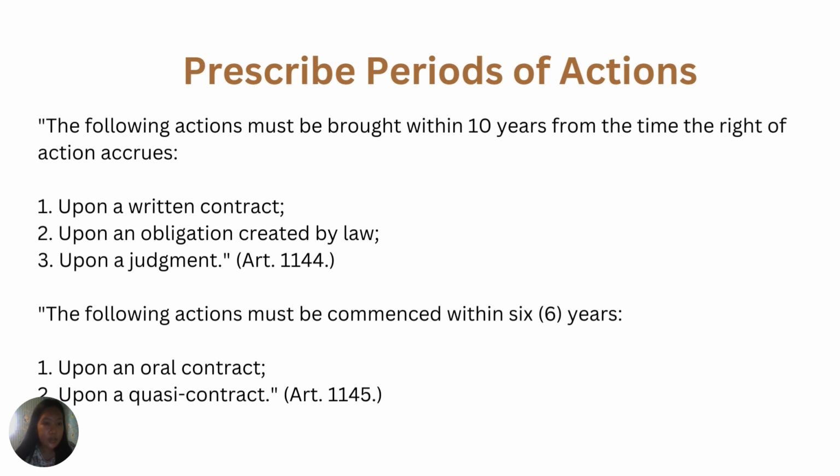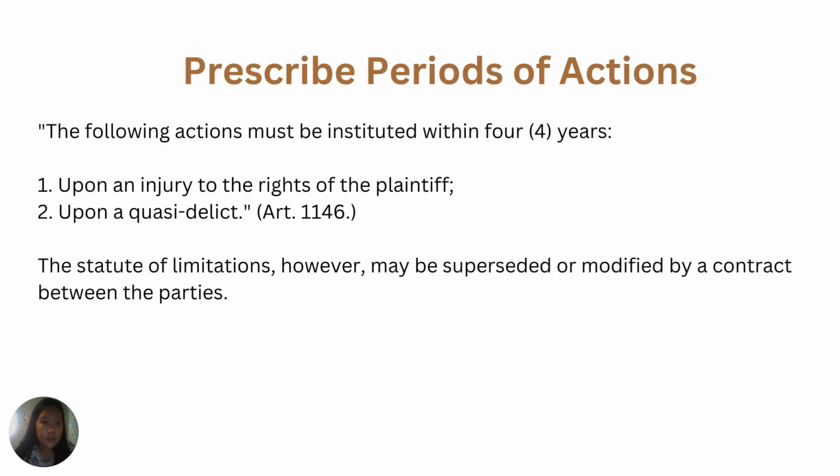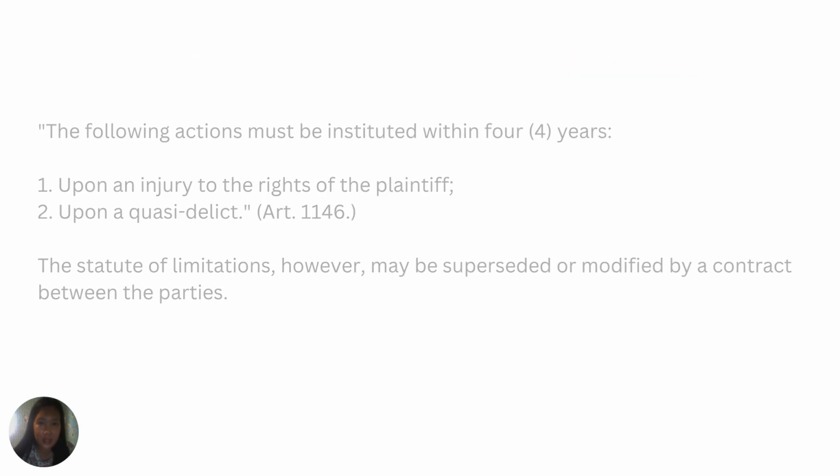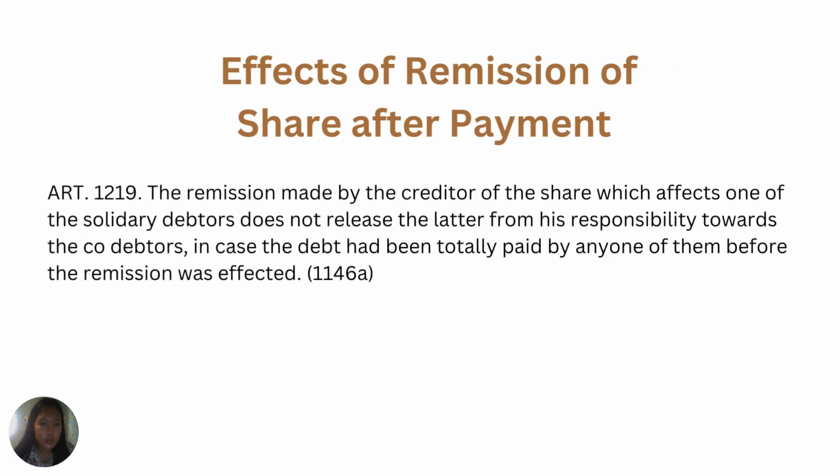The following actions must be commenced within 6 years: number one, upon an oral contract; second, upon a quasi-contract. And the following actions must be instituted within 4 years: upon an injury to the rights of the plaintiff, and upon a quasi-delict. The statute of limitations, however, may be superseded or modified by a contract between the parties. So these are the effects of payment after prescription.